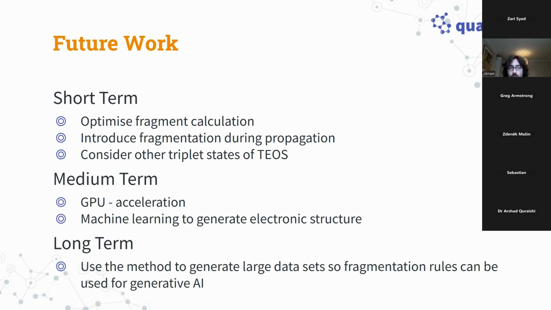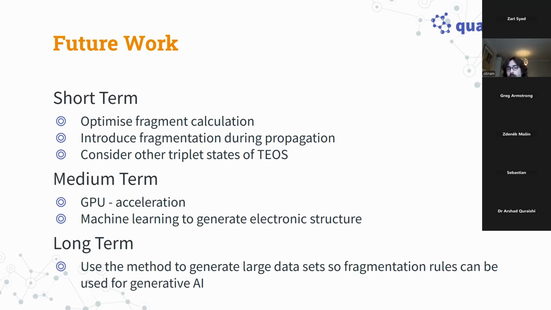So where we can take this in the short term, we want to optimize how we calculate these final fragments, as we only introduce fragmentation after the entire propagation has happened. Introducing fragmentation during the propagation step adds a layer of complication because of deciding how the multiplicity within the molecule splits. But in doing so, we might get more accurate simulations. And there is also the possibility of considering other triplet states in TEOS.